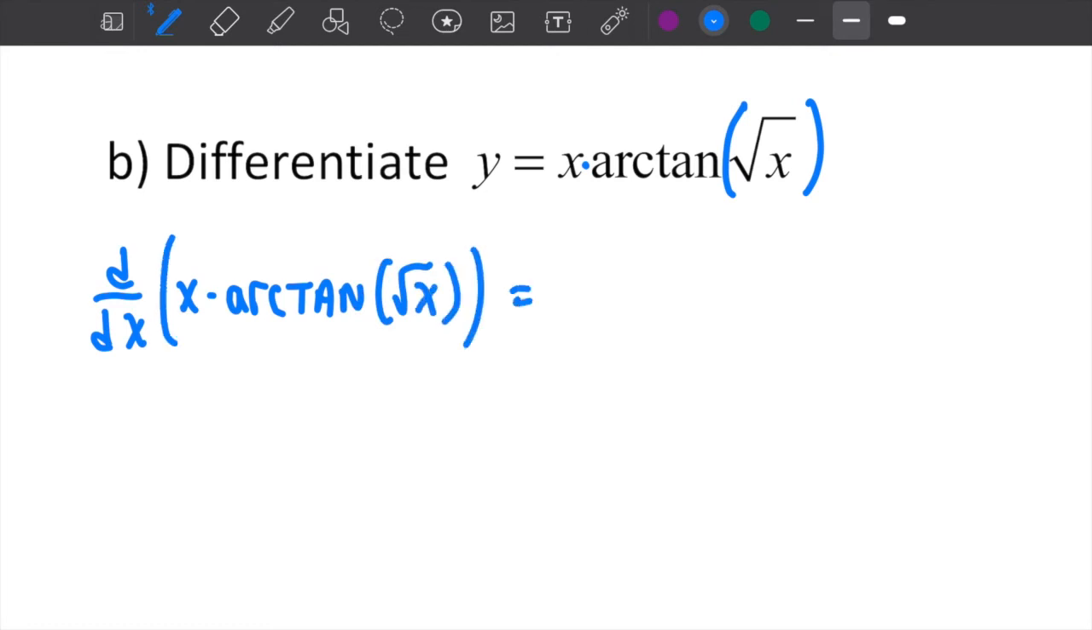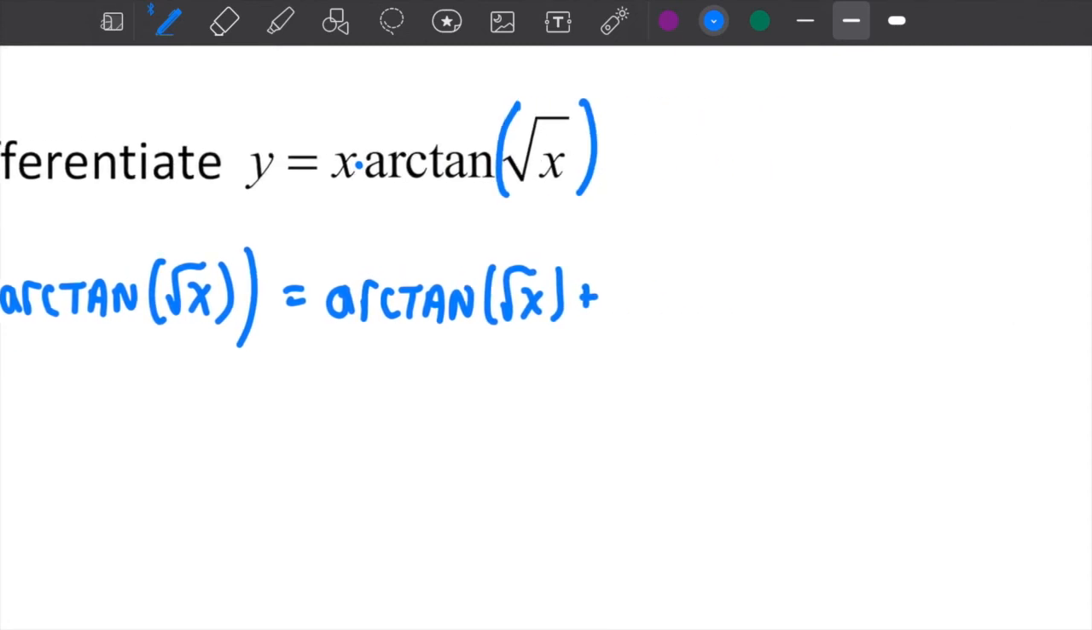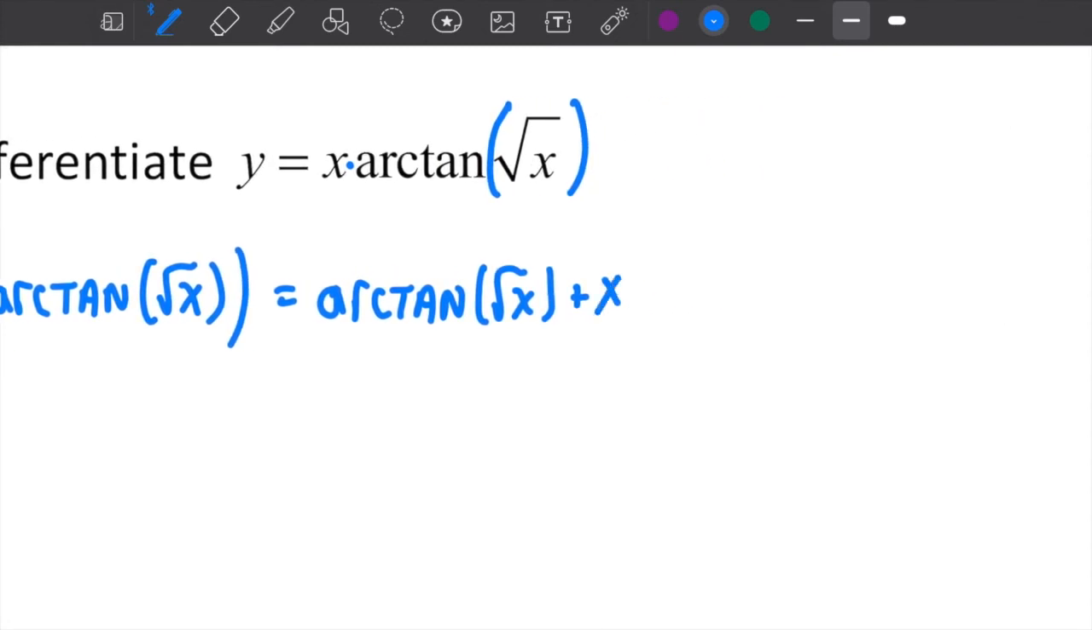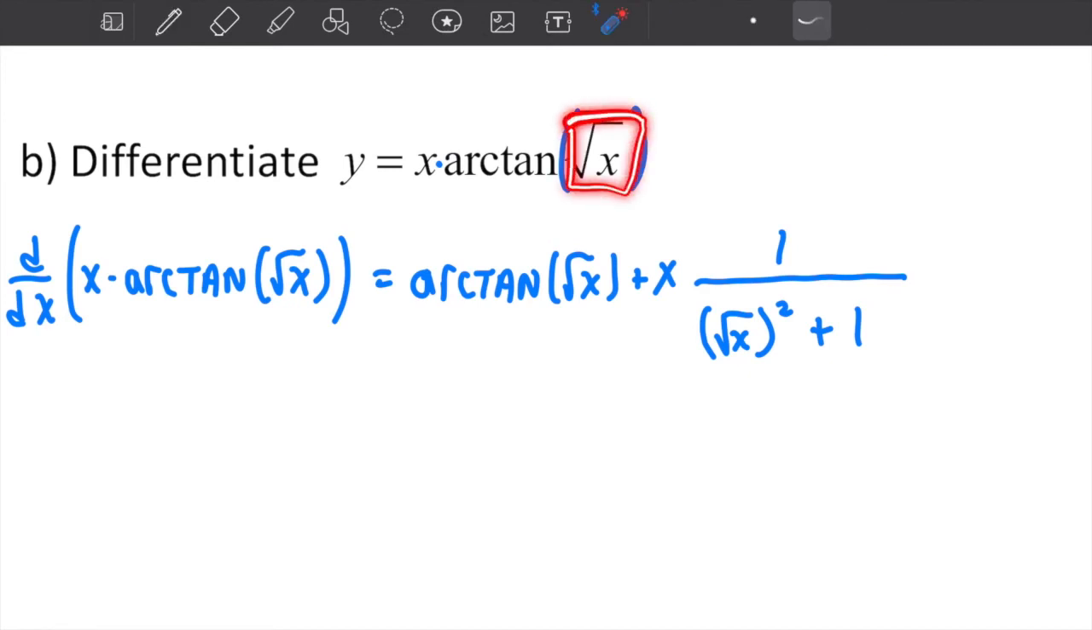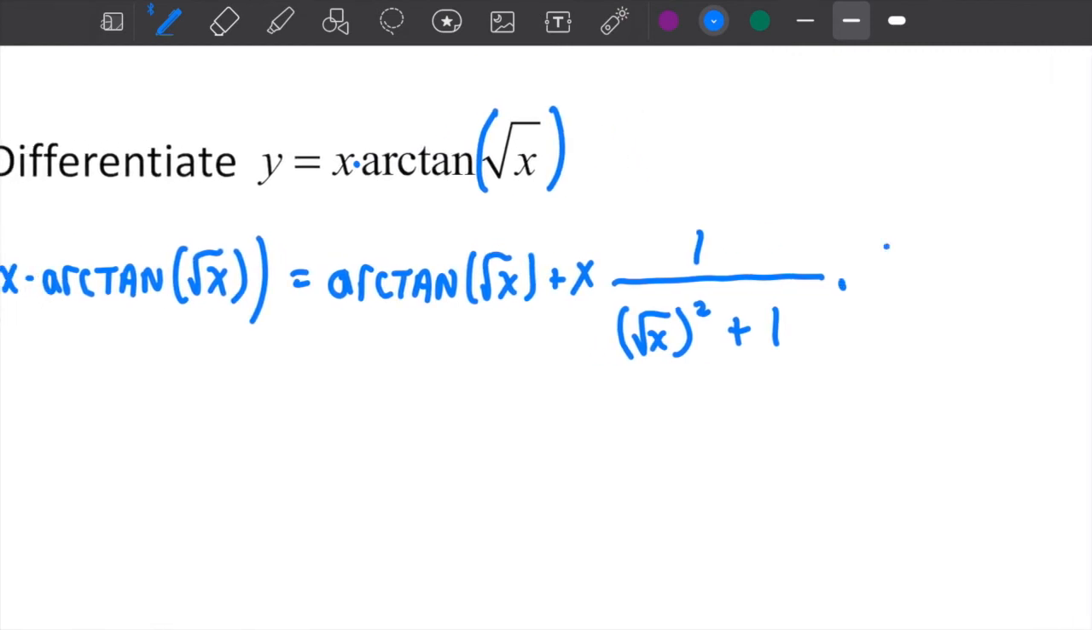Product rule: derivative of the first, the derivative of x is 1, multiplied by the second, arctan square root of x. Add to that, keep the first the same, multiplied by the derivative of the second. The derivative of arctan is 1 over the argument squared plus 1, where our argument is the square root of x, so 1 over the square root of x squared plus 1. Now, chain rule, since we had the square root of x inside arctan, I'm going to multiply by the derivative of the square root of x. So multiplied by 1 over 2 square root x.